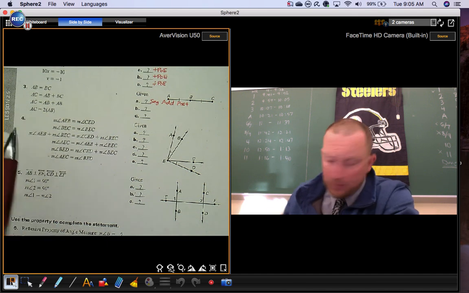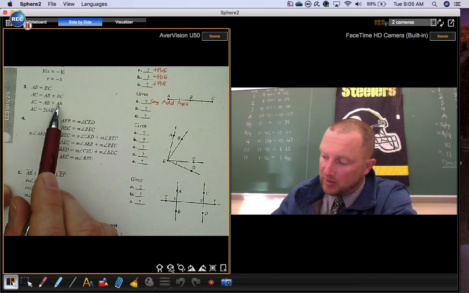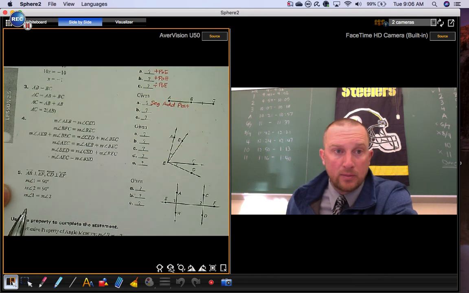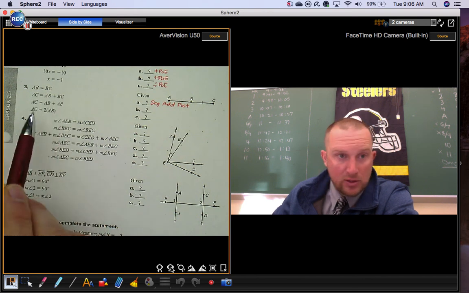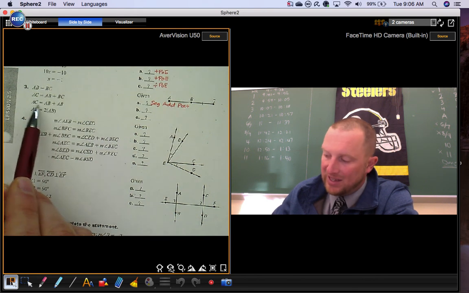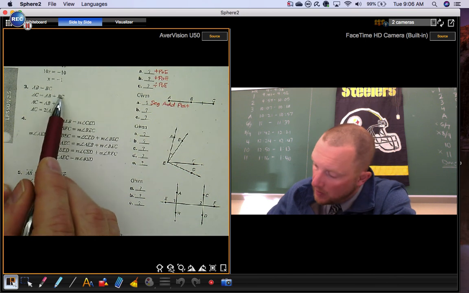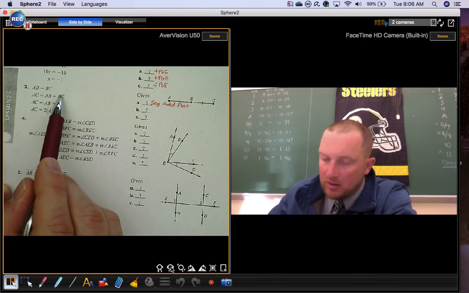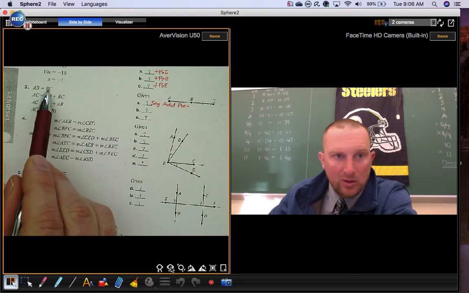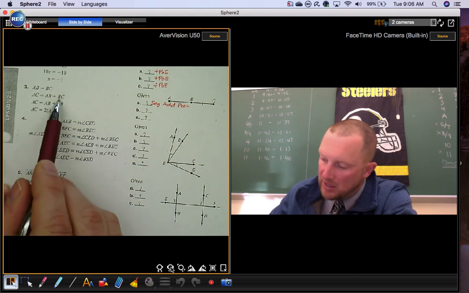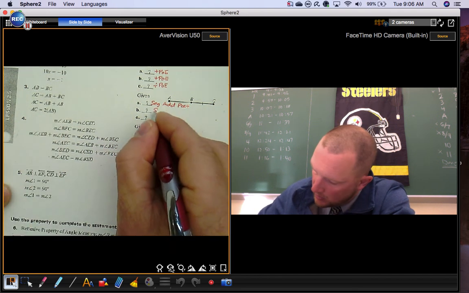Next line down. Distance from A to C is equal to the distance from A to B plus the distance from A to B. We know this statement is true, and we know this statement is true. So if we kind of use those together, we can say this. Because B to C, isn't that the same thing as A to B? That's what it told us up here. So if they're the same, can't you take this one out and put that one in? That's substitution.